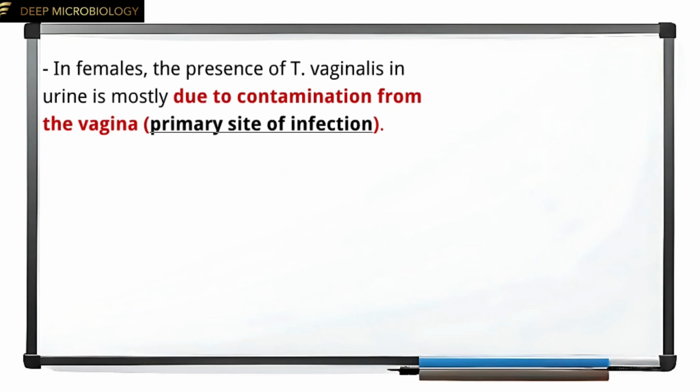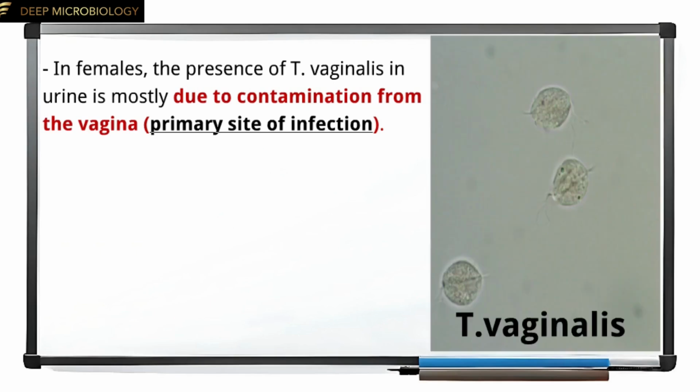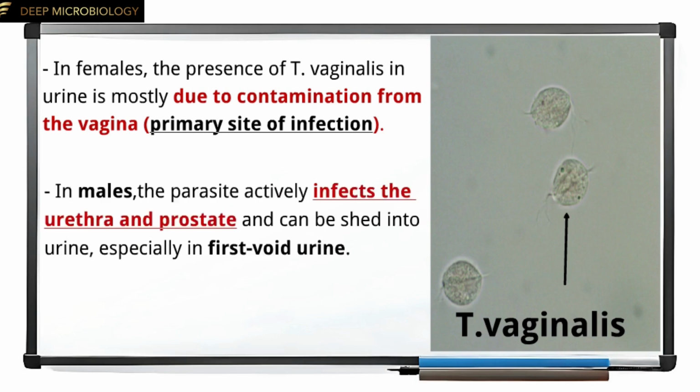In females, the presence of Trichomonas vaginalis in urine is primarily due to contamination from the vagina, which is the primary site of infection. In males, however, the parasite actively infects the urethra and prostate and can be shed into the urine, especially in first void urine.